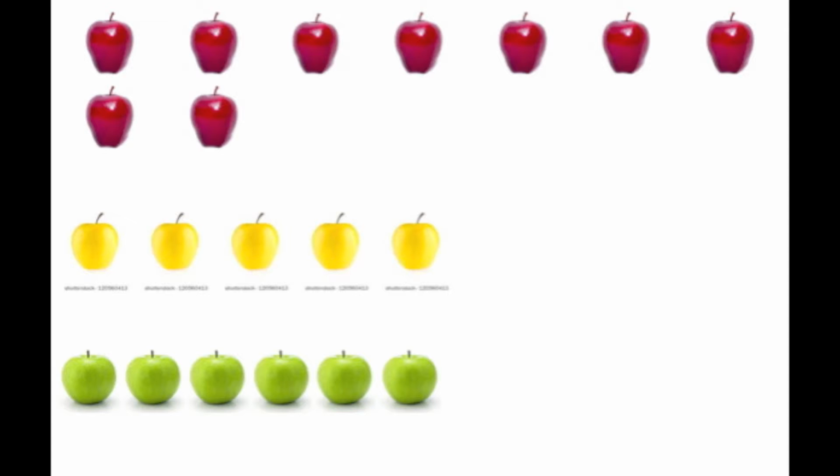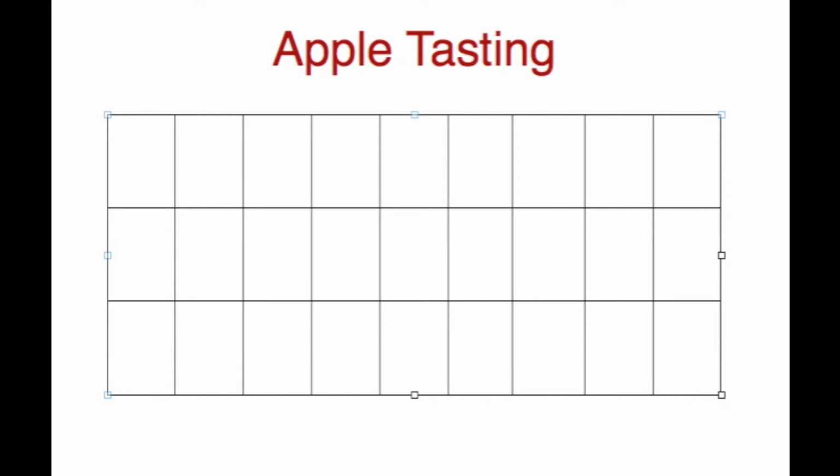Now that we have all of our data organized, we are ready to get our picture graphs all set up. This is what our graph will look like before anything is added. The first thing we need to do is add a title. Since our data has to do with tasting different kinds of apples, we will title this graph Apple Tasting.